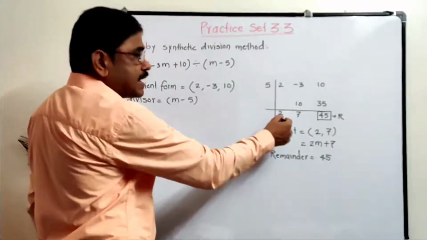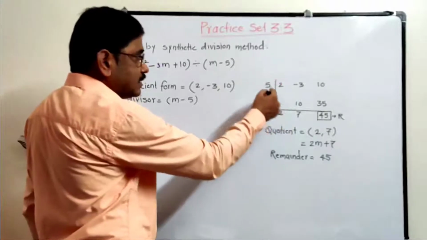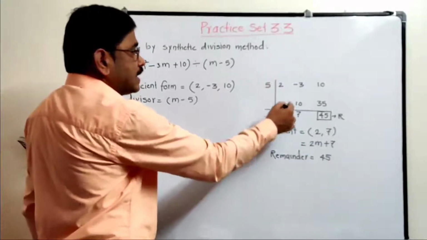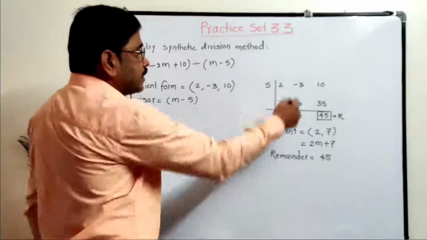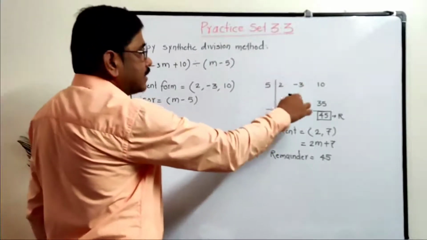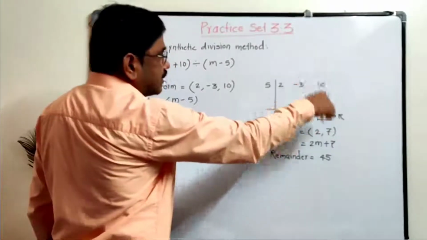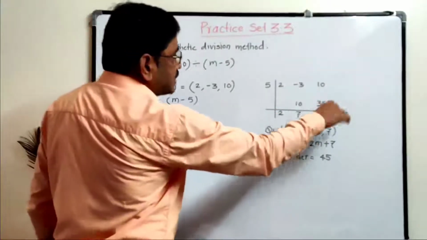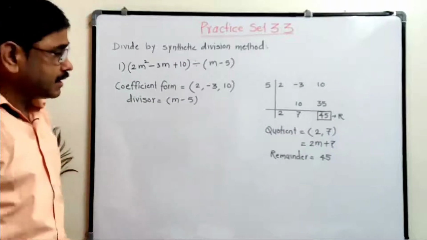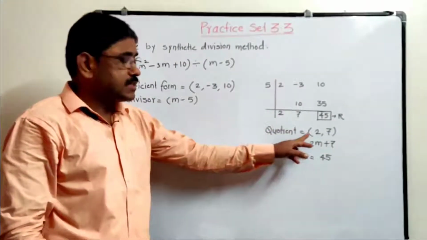Then write the first number as it is. This first number is taken as it is. This product, 5 2s are 10, write below the second number. Then we have to do their addition or subtraction. 10 minus 3 is 7. 5 7s are 35. Again add or subtract, 45. The last number write in box, that is our remainder, and 2 7, that is the coefficient form of the quotient.